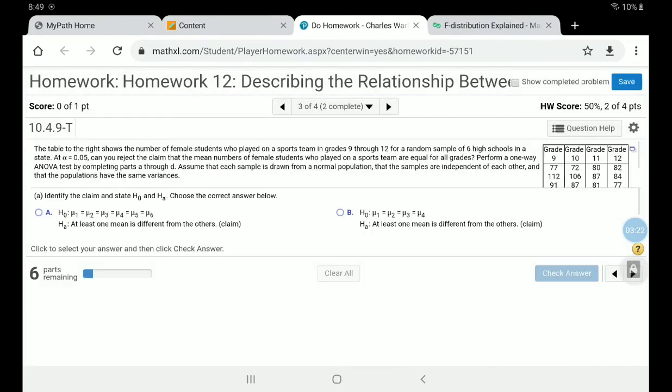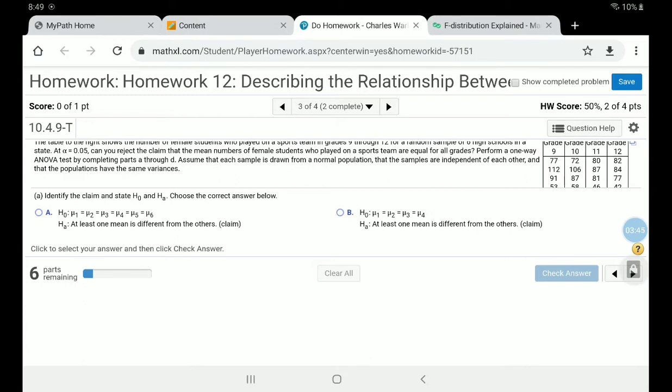Here comes number 3. Number 3, we actually do a problem. This is the one I was talking about earlier for a one-way ANOVA. It says this: the table to the right shows the number of female students who play sports on a sports team in grades 9 through 12 for a random sample of 6 high schools in the state. At the alpha value 0.05, can you reject the claim that the mean number of female students who played on a sports team are equal? So the claim is that they are equal. Perform a one-way ANOVA test by completing parts A through D.